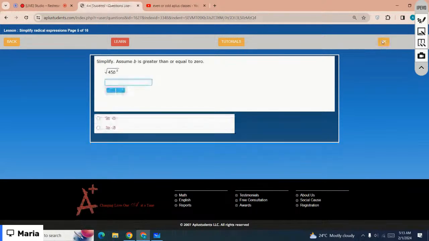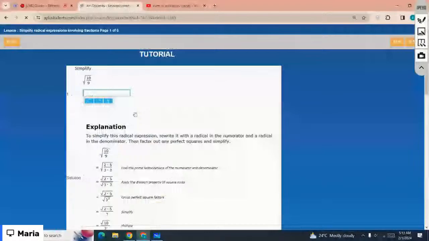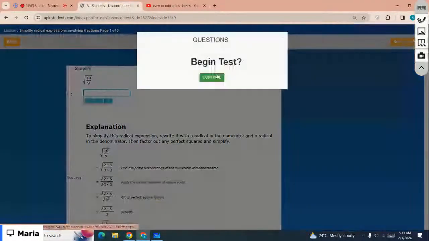Okay, you can complete the lesson by yourself today. Let me just move on to the next lesson. And the next lesson is simplify radical expressions involving fractions. Just start with the lesson. Okay, let's just start with the test questions. They are already solved. You can have a look later today.